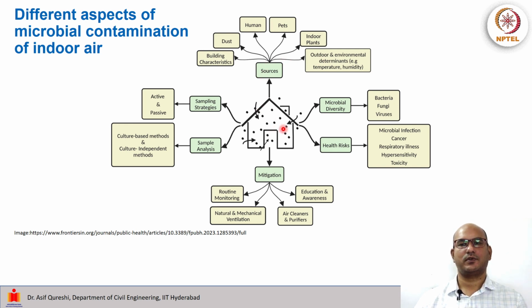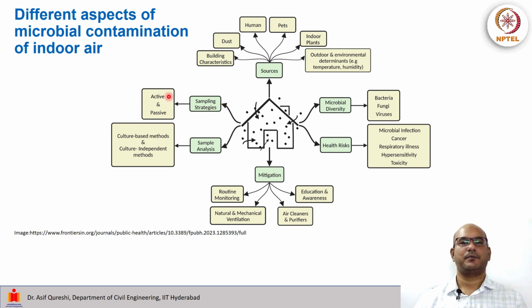Then these are the sources. These would relate to give us some microbial diversity, which could be different bacteria, fungi, and viruses. These may then pose different health risks. Microbial infection, maybe some can be cancerous, or respiratory illnesses, hypersensitivity, or exhibit toxicity. To understand these quantities, we will have different sampling strategies, which we will cover in a later week.